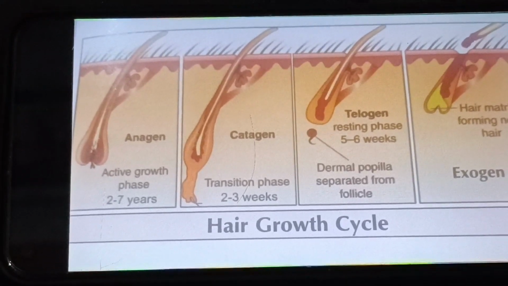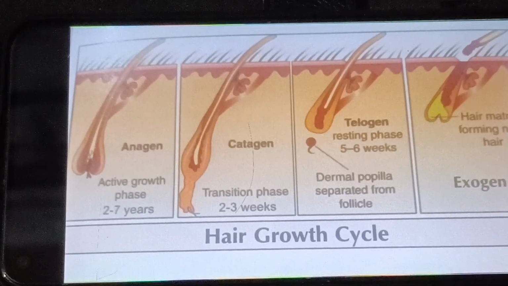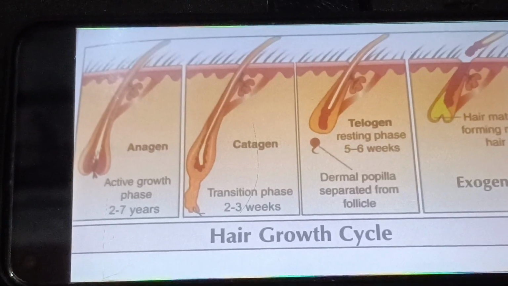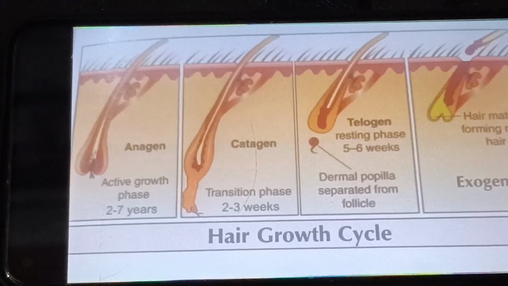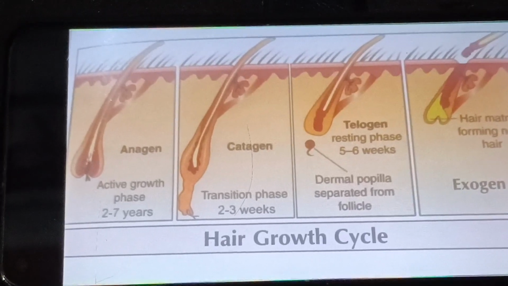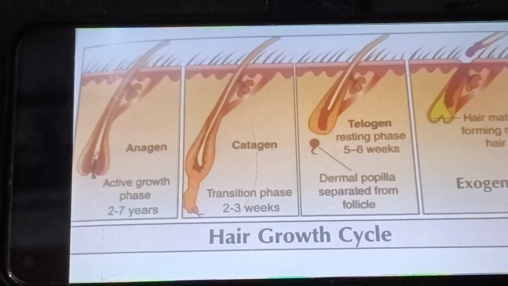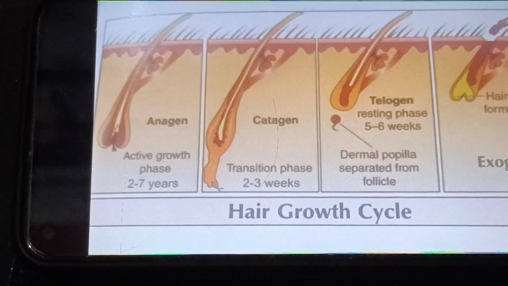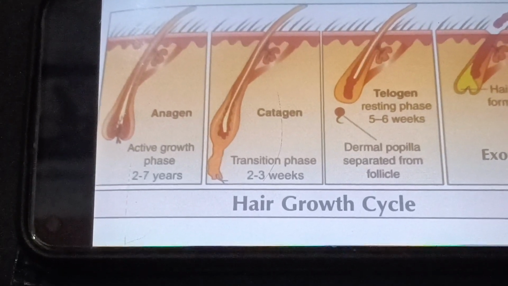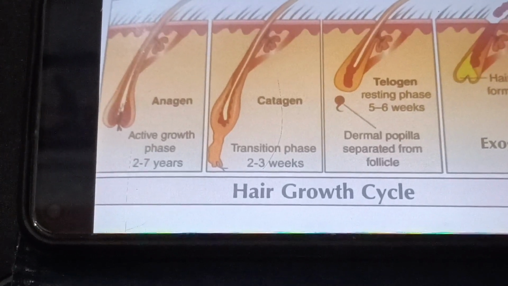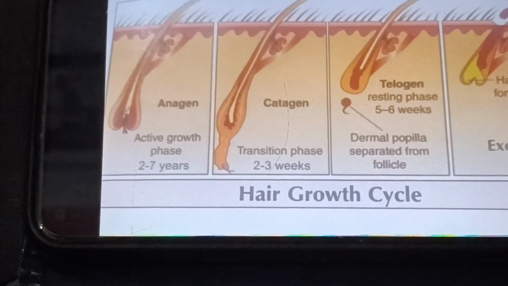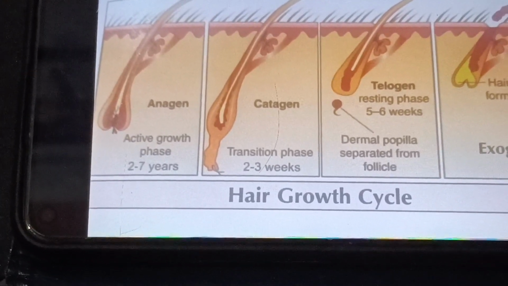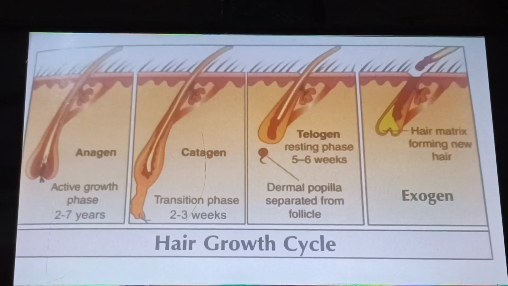Second is the catagen transition phase. The catagen phase is a transitional stage and 2 to 5% of the hairs are in this phase at any time. This phase lasts for about 2 to 3 weeks. During this time, growth stops and the outer root sheath shrinks and detaches from the root of the hair. This is the formation of what is known as club hair. Next is telogen.